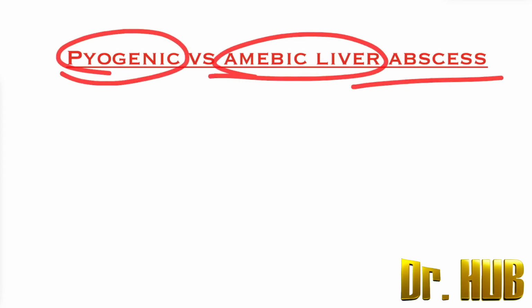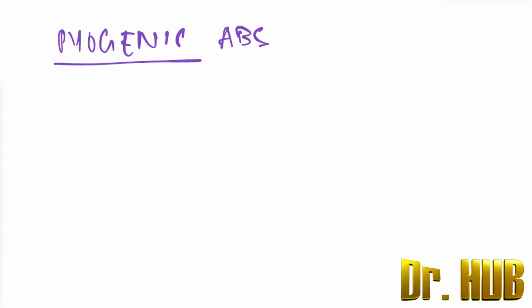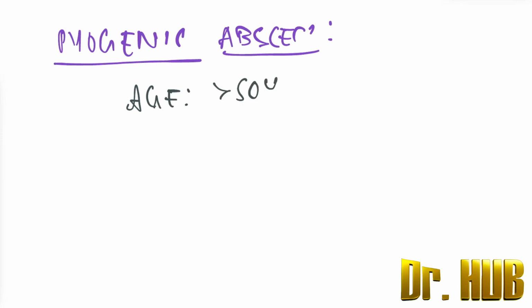Pyogenic and the amebic abscess is what we are going to compare in this video. So first, let's just look at the pyogenic abscess. This is seen in the age group greater than 50 years. And next, what is the male to female ratio? The male to female ratio will be 1.5 to 1.